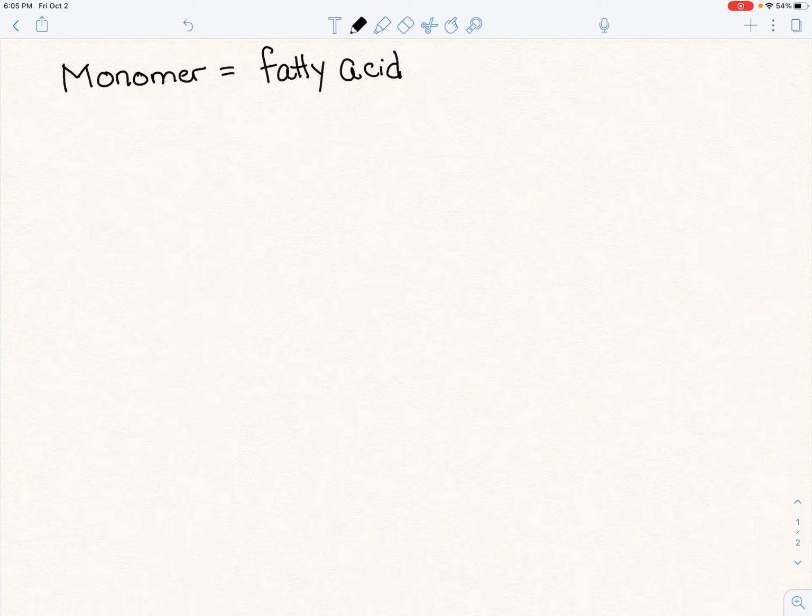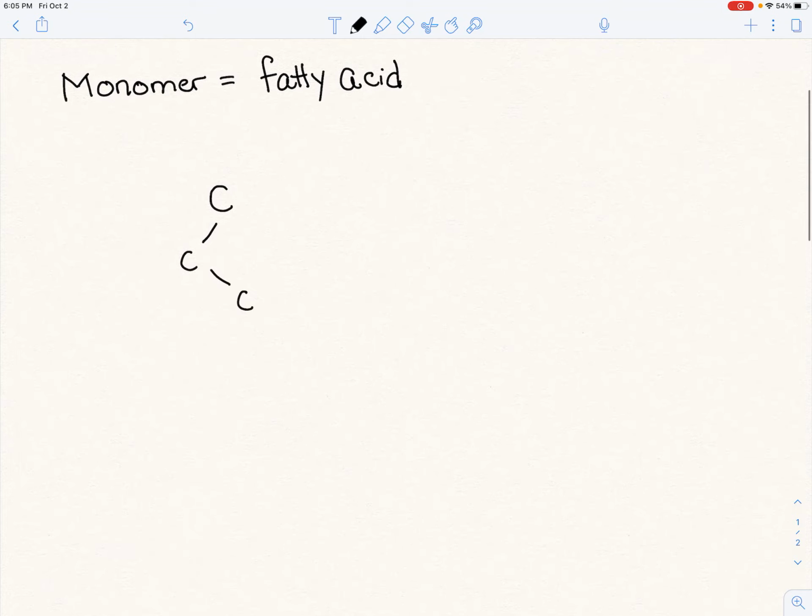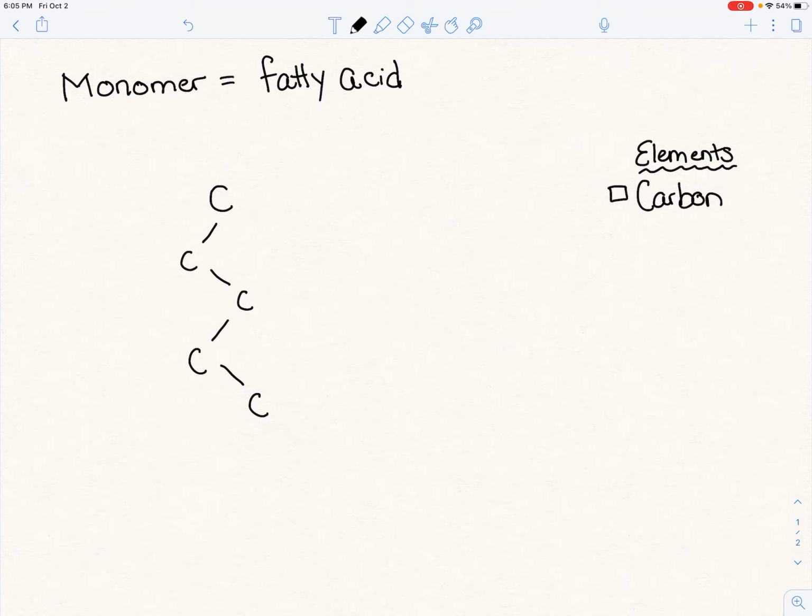I'm going to draw one for you here. We're going to start with our carbons. And I made them zigzag a little bit, but that's okay. And I'm going to record over on the side here the elements that we're using to make this fatty acid. So, our first element, carbon, is represented by this C. So we're good to go with carbon.